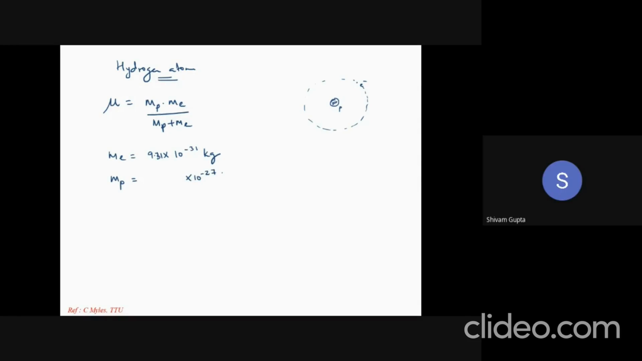1.67 times 10 to the power minus 27. You see, in this scenario, what is happening? The mass of the electron is much smaller than the mass of the proton. Roughly, the mass of the proton is about 1836 times the mass of the electron.